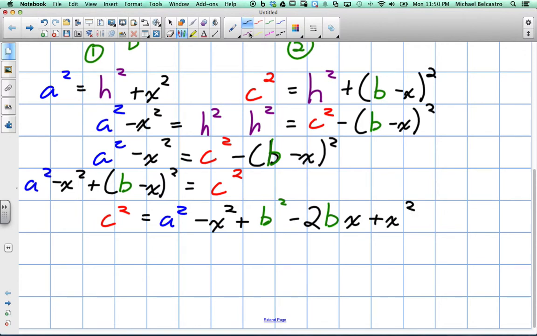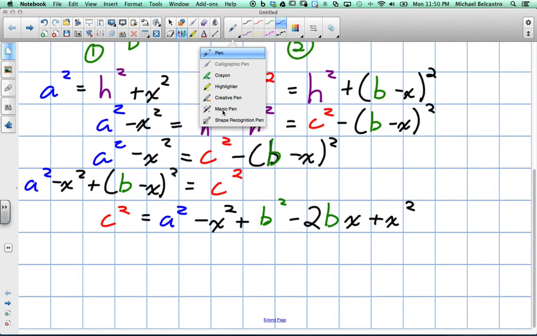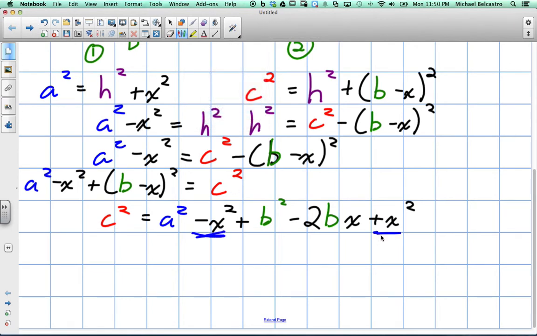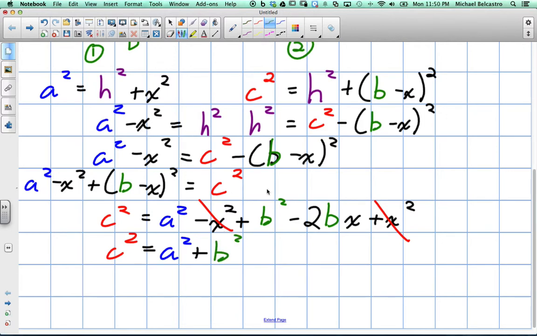So we're going to collect our like terms. In the first set of like terms, we have a negative x squared and a positive x squared. Those two essentially cancel out. They create a 0 when we put them together. So this now reads c squared is equal to a squared plus b squared minus 2bx. Now x is the only thing that's a little different from our cosine law.